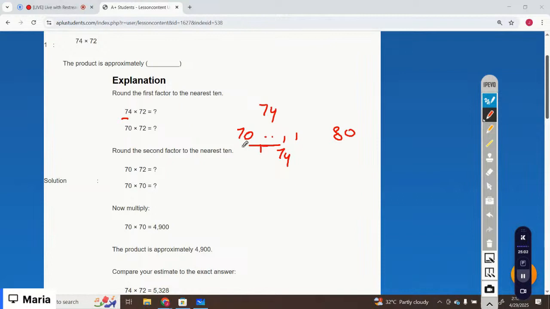In the same way, 72 is closer to 70. So it would be rounded to 70. So you have to do 70 times 70. You can multiply the non-zero values only, 7 times 7. That is 49. We have two zeros, so just put two zeros. So that is 4900. Got it?